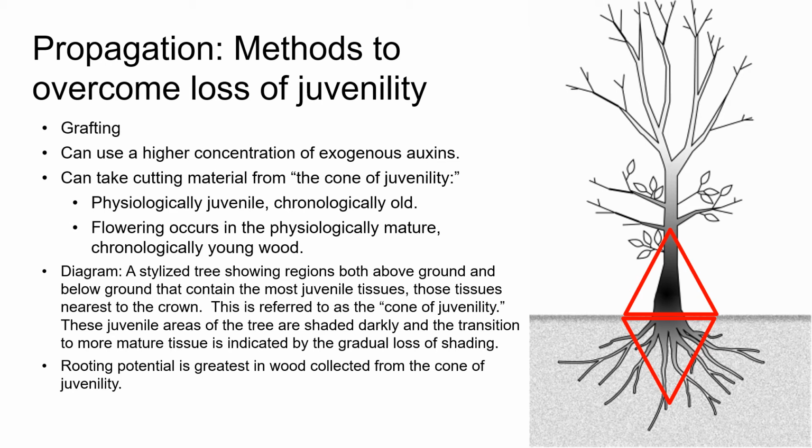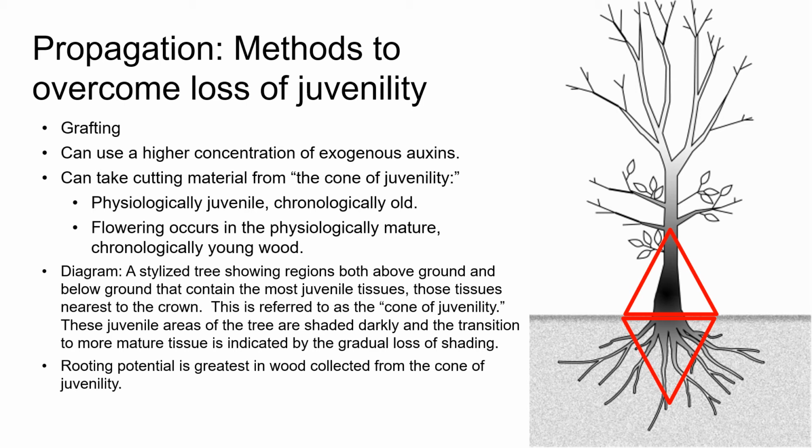The cone of juvenility is illustrated in the diagram on the right, which shows a stylized tree with regions both above and below ground that contain the most juvenile tissues. So both roots and shoots can be included in the cone of juvenility. The juvenile tissues are the ones nearest to the crown, and they include wood that is still physiologically juvenile but chronologically old. The rooting potential is greatest from wood or roots that are in the cone of juvenility.